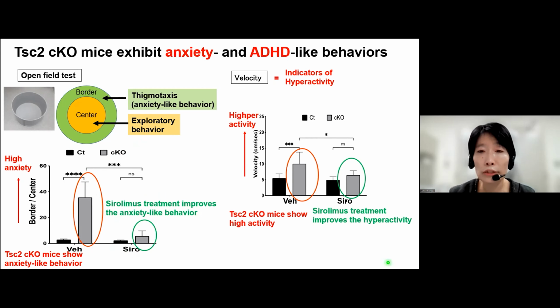Next, in this right graph, we analyze mouse hyperactivity from velocity. Quicker movement typically indicates hyperactivity, and hyperactivity is one of the characteristics of ADHD. In the cKO mice, it shows high velocity, but in Sirolimus-treated cKO mice, the velocity was decreased to the same level as control mice. In summary, cKO mice exhibited anxiety and ADHD-like behaviors, and those phenotypes were improved by Sirolimus treatment.